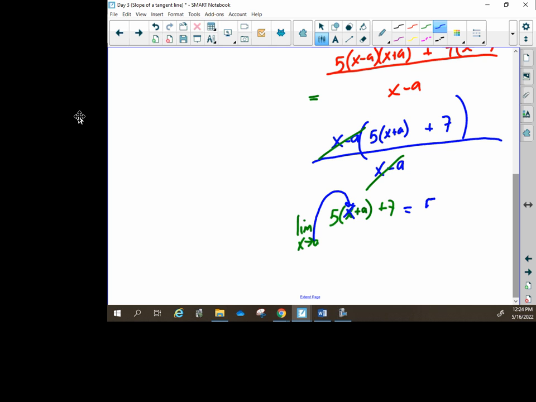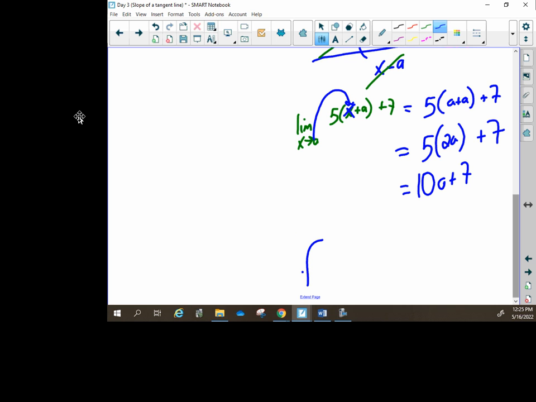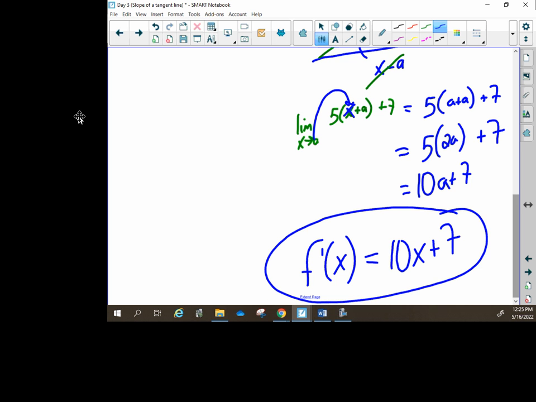So this ends up being 5 times a plus 7. 5 times 2a plus 7. 10a plus 7. Now I wanted to know what is the derivative formula for x. All you have to do with this a right here is replace the a with an x, substitute the x in for the a, and here's your derivative formula. That will help you find the slope everywhere on that equation.